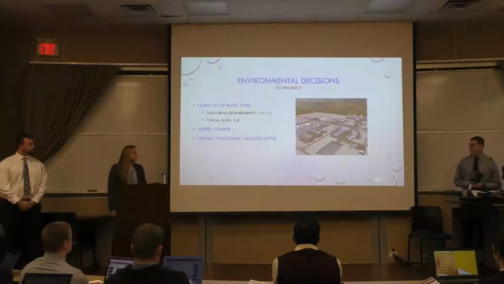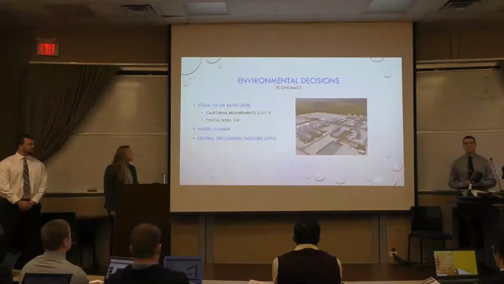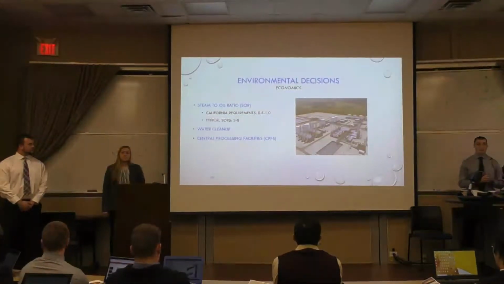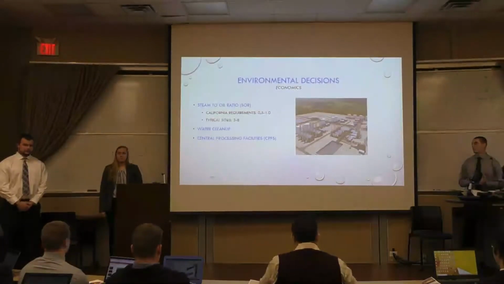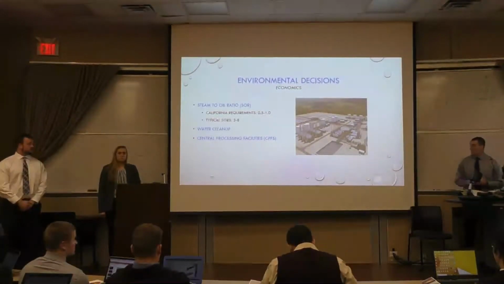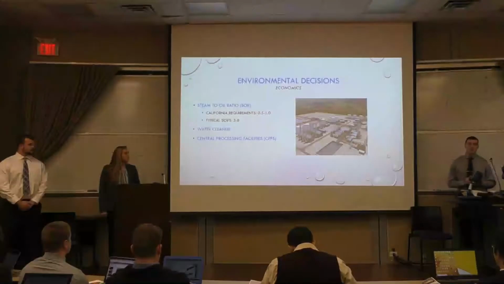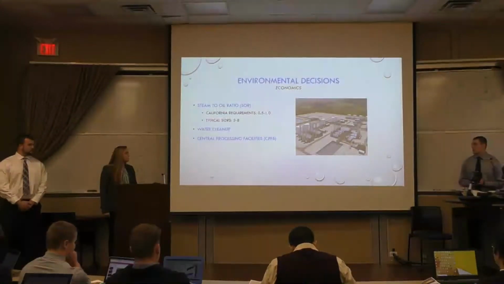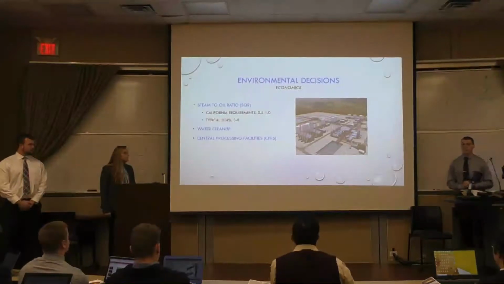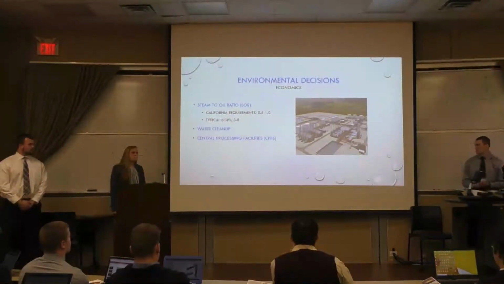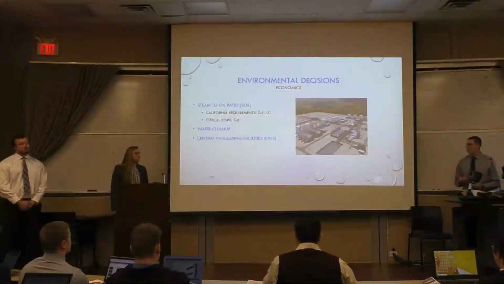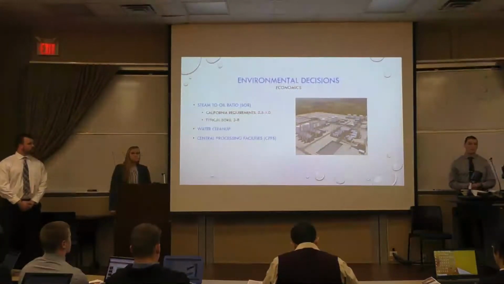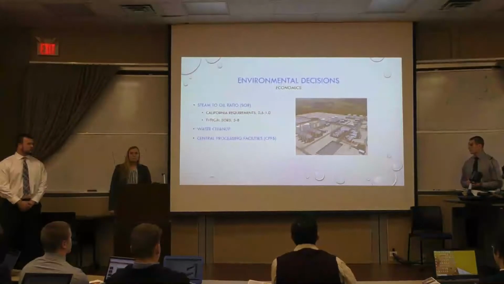So the first thing to look at is your steam to oil ratio. This is simply how many barrels of steam you inject to how many barrels of oil you get out of that. California requirements are 0.5 to 1, which is one of the main usages of cyclic steam injection. This is very strict, seeing as a typical SOR is 3 to 8. So even though in some California instances you're still economic, you must shut down your tertiary recovery method because of environmental regulations.